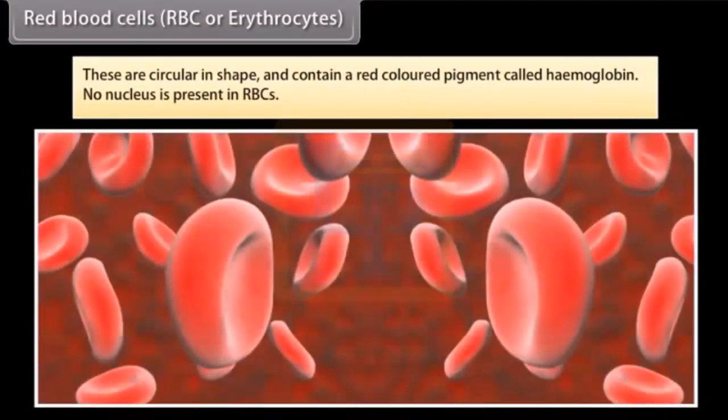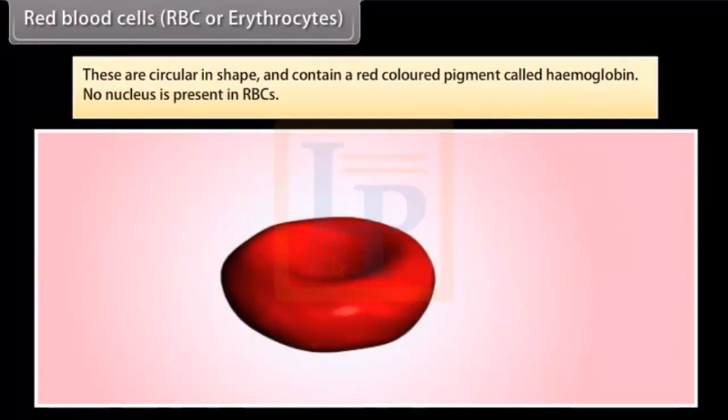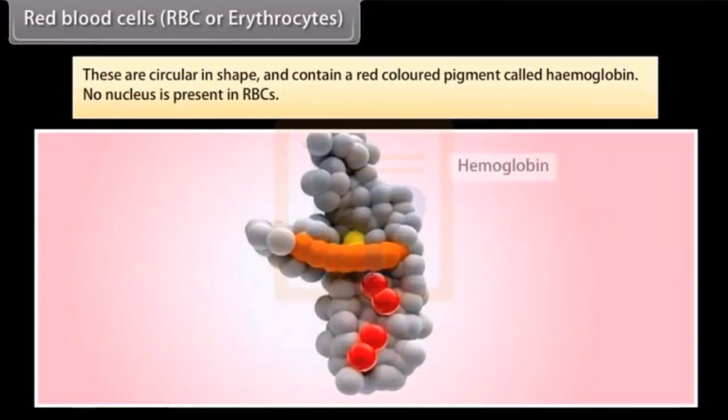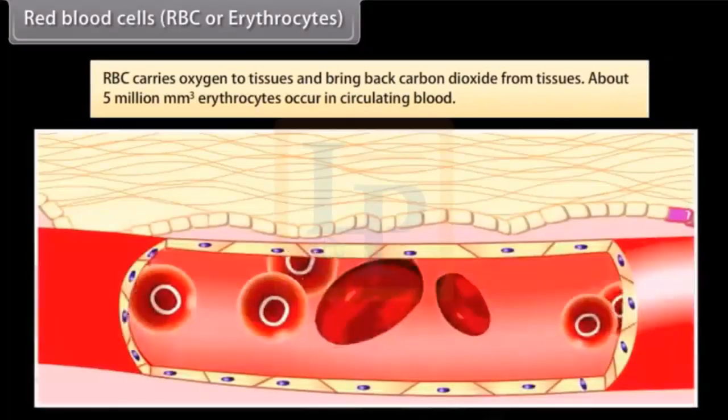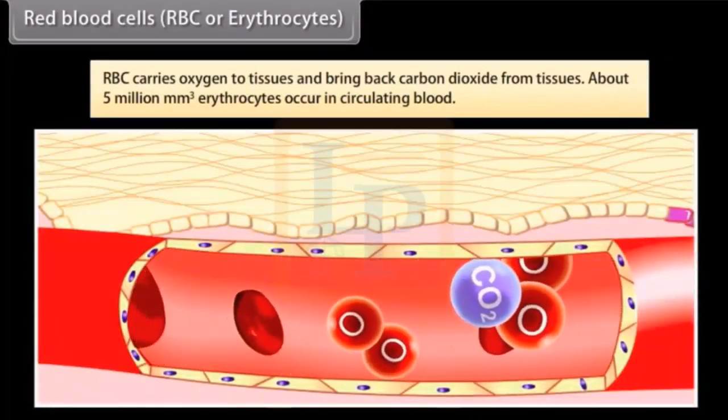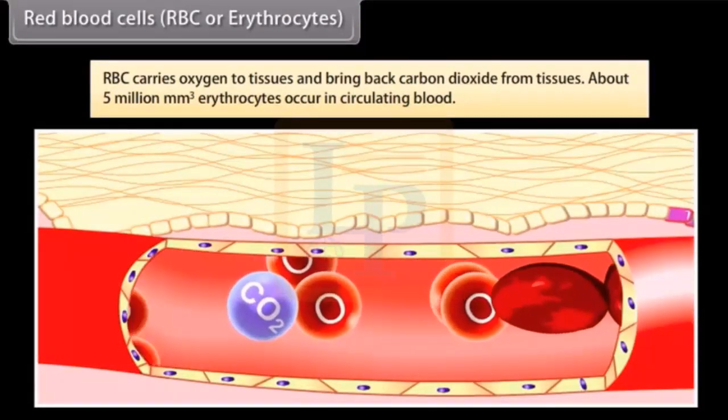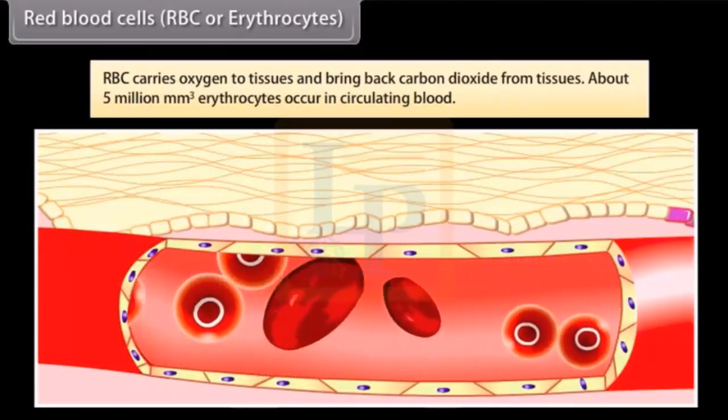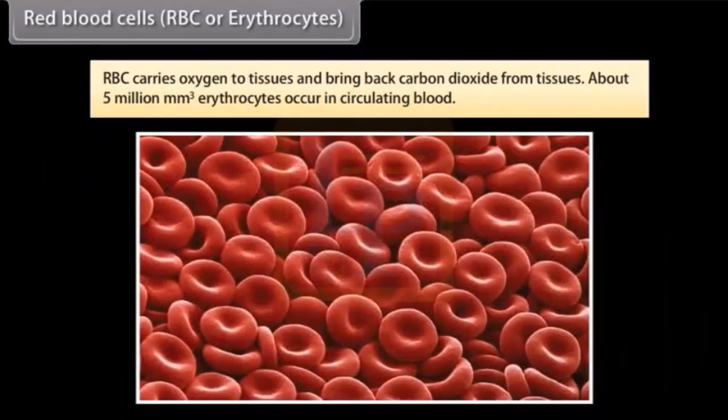Red blood cells, RBC, or erythrocytes. These are circular in shape and contain a red-colored pigment called hemoglobin. No nucleus is present in RBCs. RBCs carry oxygen to tissues and bring back carbon dioxide from tissues. About 5 million per mm3 erythrocytes occur in circulating blood.